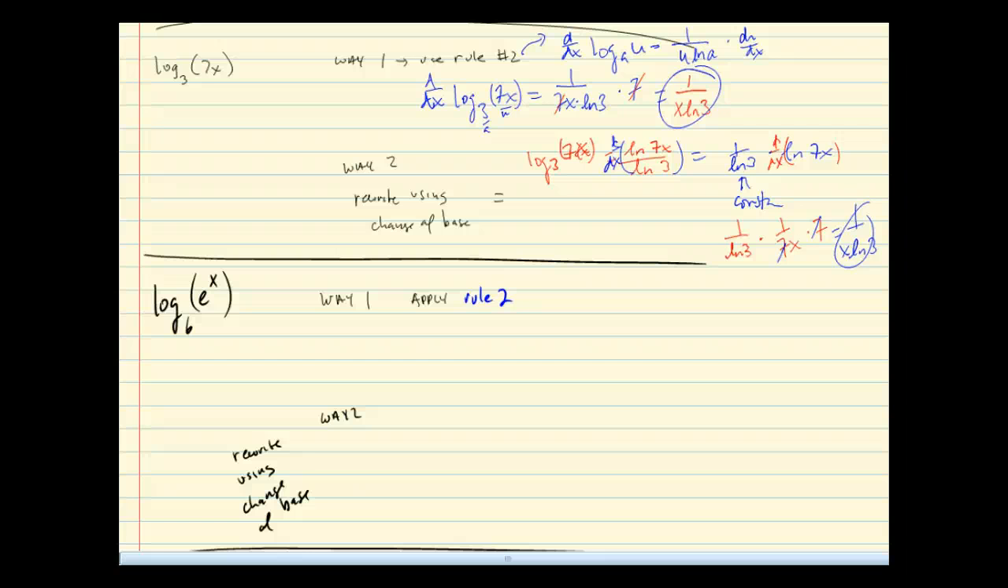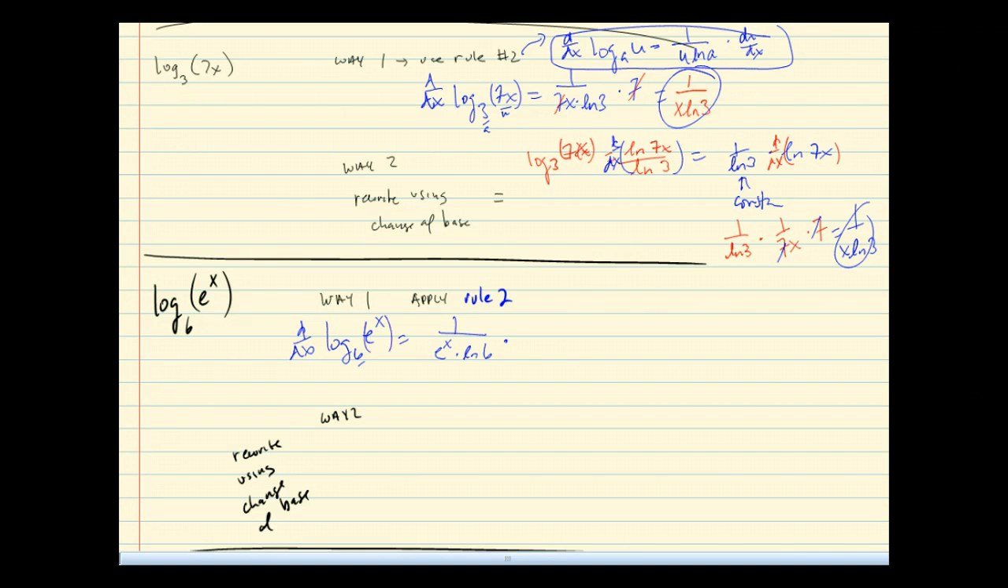Way number 1 would be to apply rule number 2, which is sitting right up here. So if we go to find the derivative with respect to x of log base 6 of e to the x, then we're going to set that equal to 1 over u being e to the x, times the natural log of the base, so the natural log of 6, times the derivative of the u function, which is e to the x.